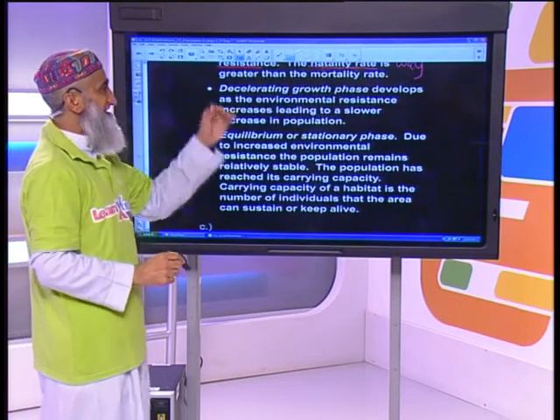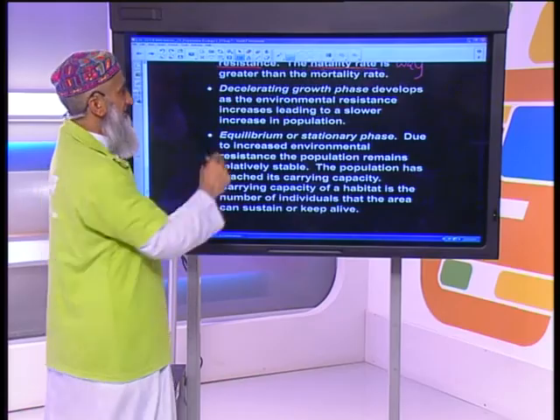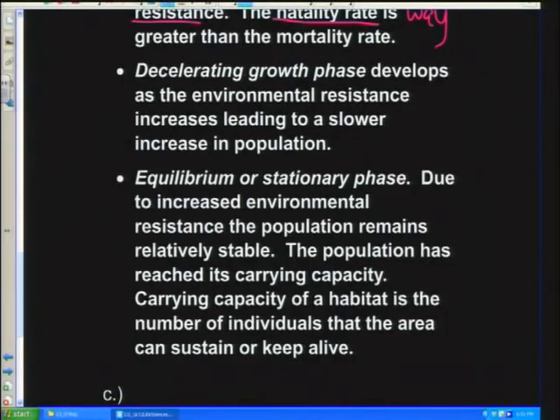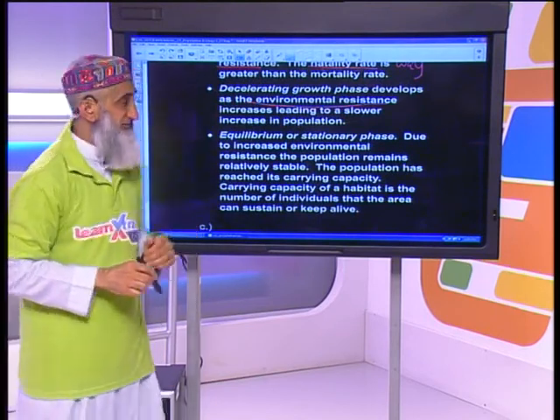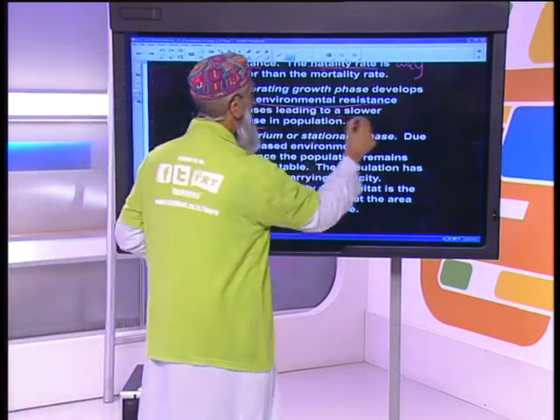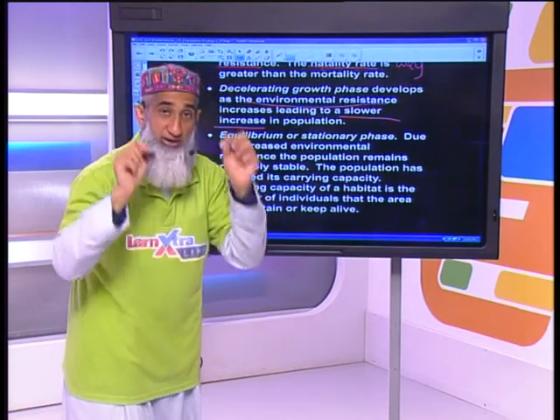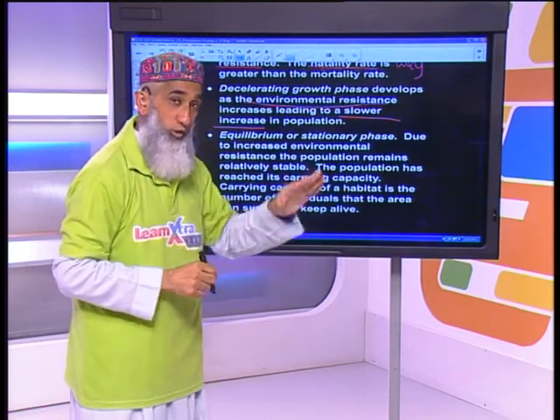Then we go to the decelerating growth phase. As now environmental resistance starts increasing, it slows the growth rate. So it's still increasing, but at a slower pace. So there's a slower increase. You must mention slower increase. You cannot say decrease. It's wrong.